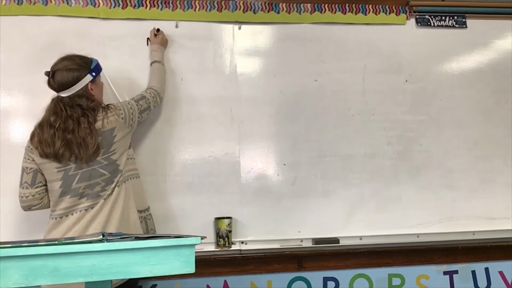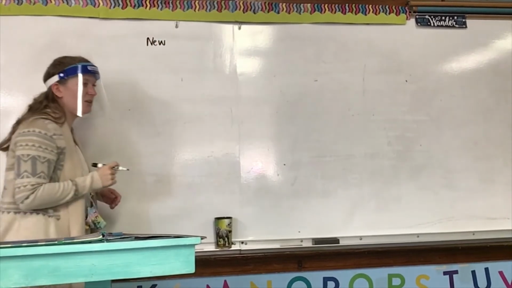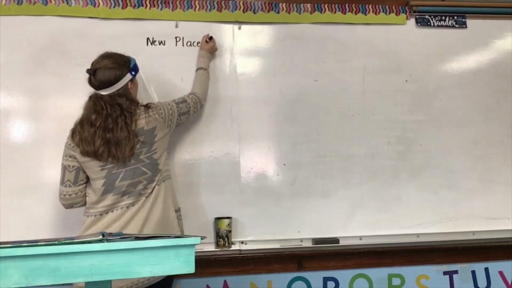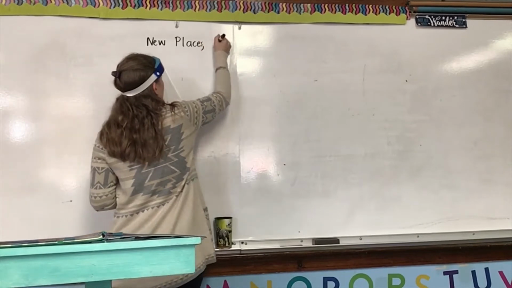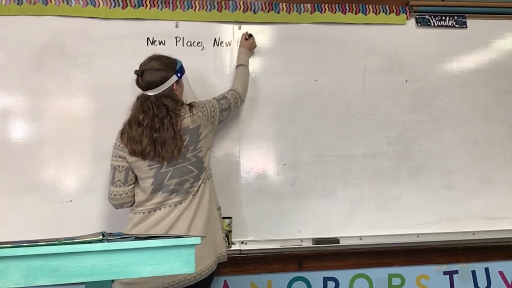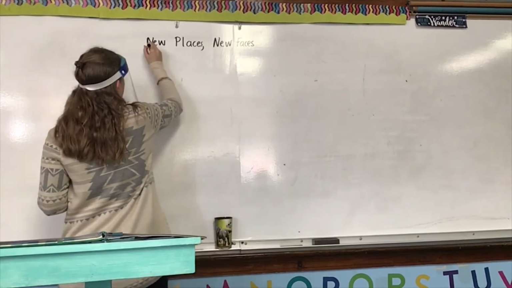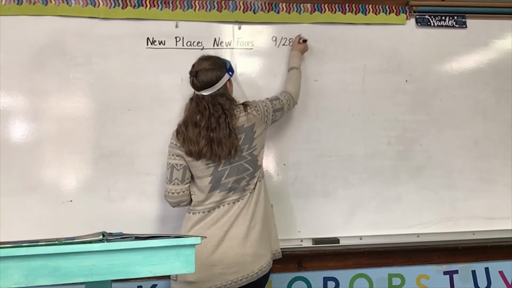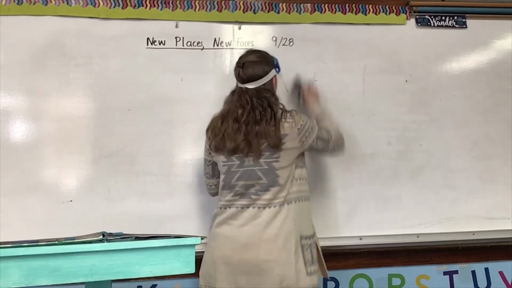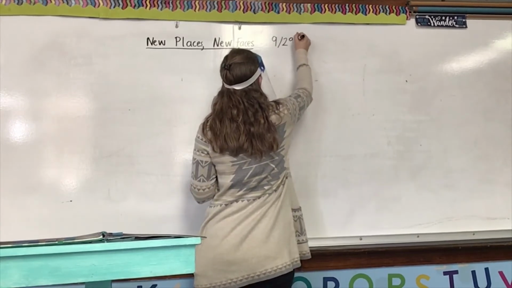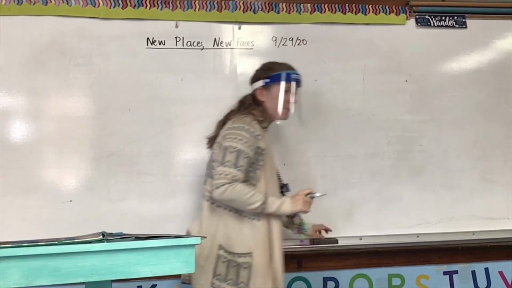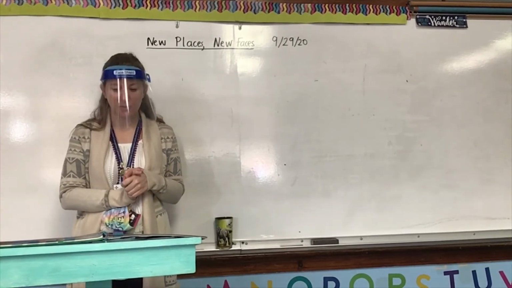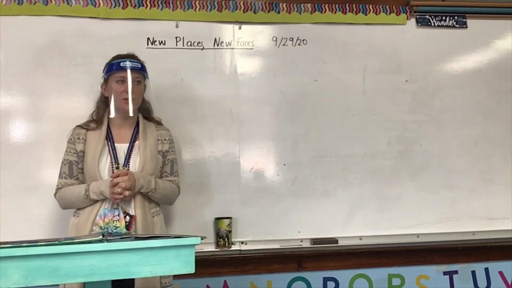So at the top of your clean page, in your notebook, you should have the title of the chapter, New Places, New Faces. And then today's date, which is September 29th, 2020. Then put your pencil down, put your notebook under your book, and look at page 176 and 177.